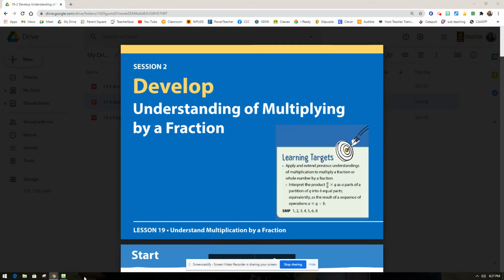We're going to be working in our Ready Classroom Math Workbook. We'll be on pages 395 through 398. So if you can, please go ahead and turn to page 395 in your Ready Classroom Math Workbook.